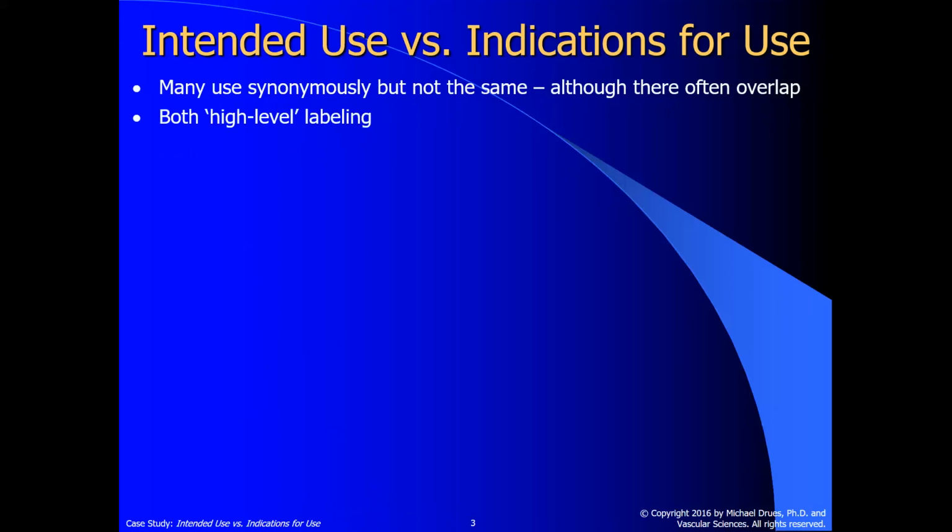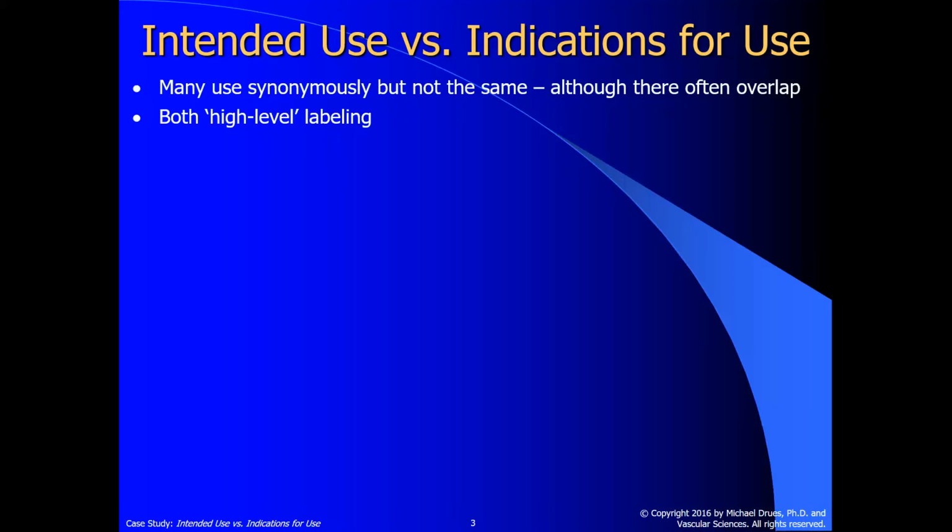Intended use and indications for use are both parts of what I call high-level labeling. Now, most people in this audience, I'm sure, appreciate that labeling is a very broad term. When I refer to what I call high-level labeling, I'm specifically referring to the intended use and indication for use statements as well as the product's label claims.